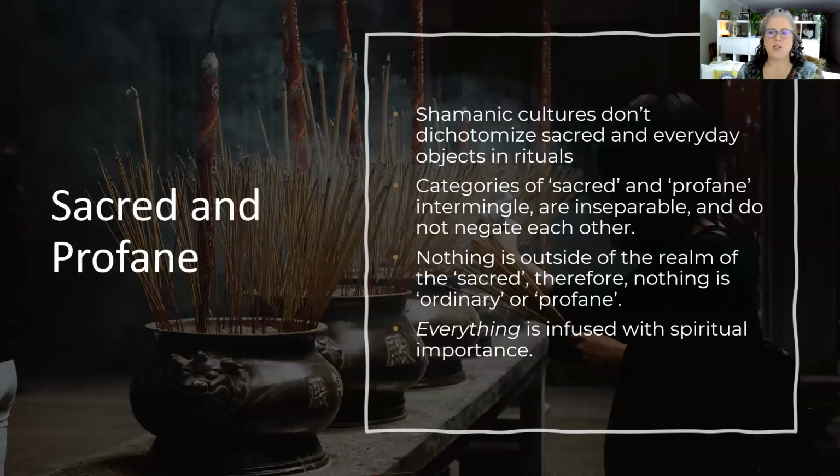Shamanism doesn't distinguish between the sacred and profane in the same way as organized religions do. For shamanic cultures, the categories of sacred and profane intermingle. They're inseparable and they do not negate each other. Although they recognize a realm of the sacred, they sacralize everyday objects by assigning ritual purpose to them. Shamanic cultures don't dichotomize sacred, and therefore the permitted or the good things, versus profane things, which you could say are forbidden or set apart, is what I mean by profane objects.